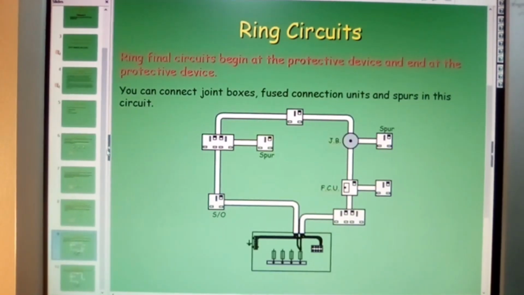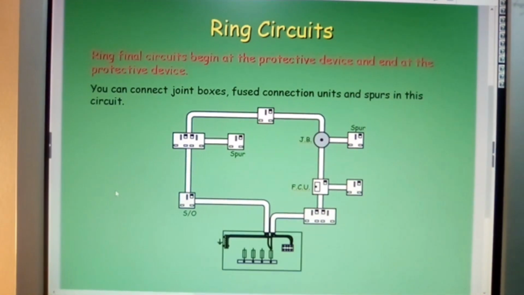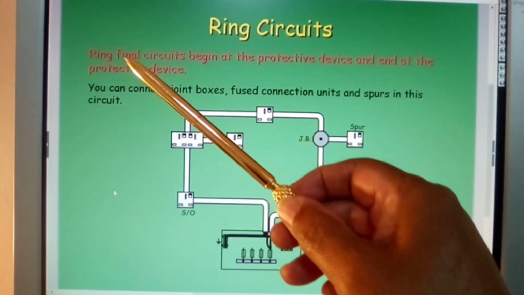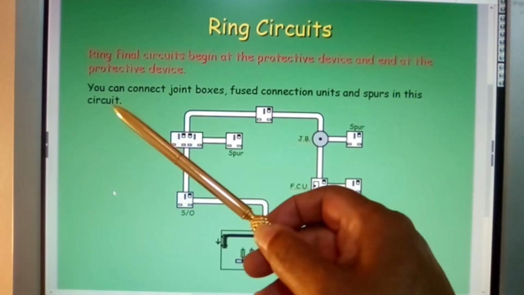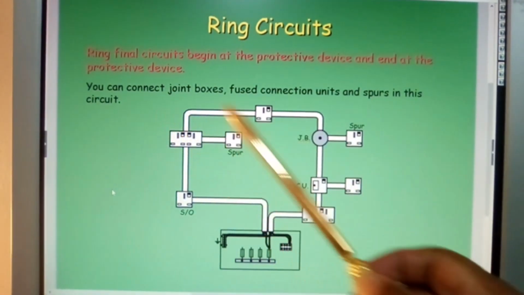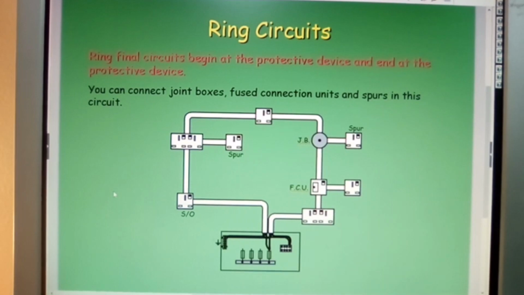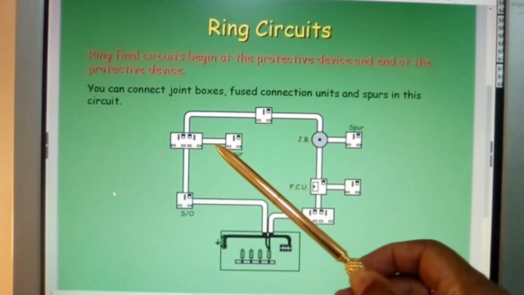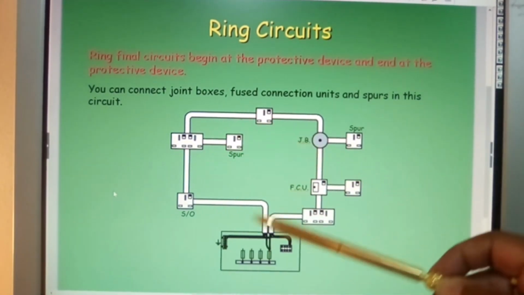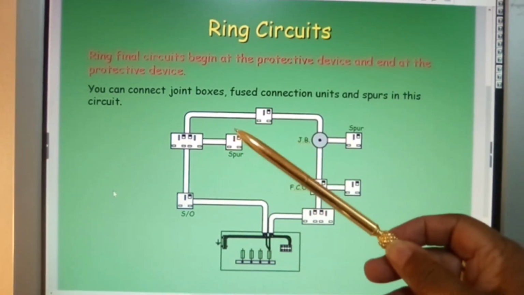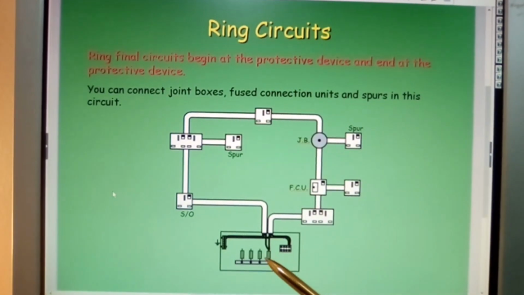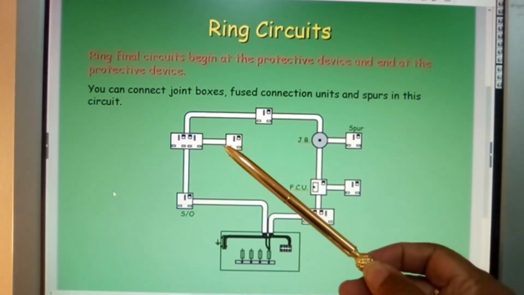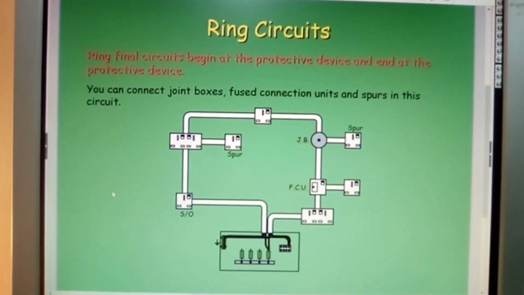Ring circuits. The ring final circuit begins at the protective device and ends at the protective device. You can connect junction boxes, fused connection units and spurs in this circuit. But this is not something you would normally do. Again, you would look toward bringing a separate supply. It's only where you may be at a long distance from the consumer unit, then you may need to be looking at bringing this into play.